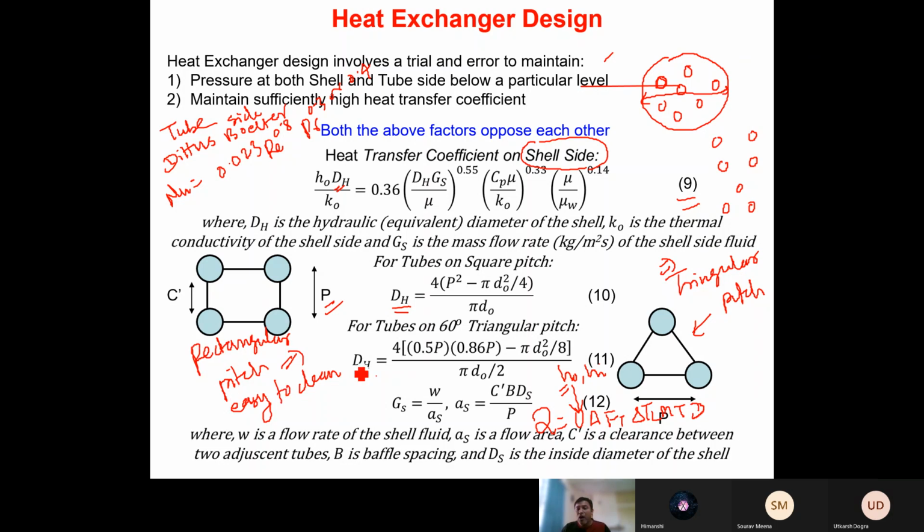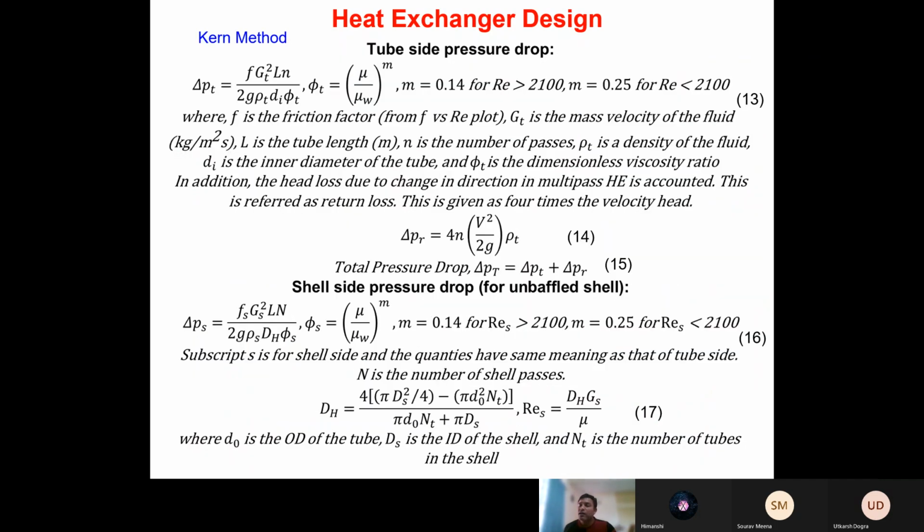Okay. Now, why is there a trial and error? There is a trial and error because so far you have calculated only the heat transfer. Now let's look at the flow problem also. So the flow problem is we have to calculate what will be the pressure drop in the tube side. So tube side pressure drop can be obtained using this equation.